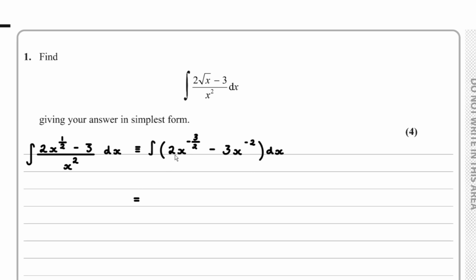If we integrate 2x to the negative 3 over 2, we end up with negative 4x to the negative 1/2, and if we integrate negative 3x to the negative 2, we end up with positive 3x to the negative 1, and then we add on a constant of integration c. Therefore the integral of 2 multiplied by root x subtract 3 over x squared with respect to x is equal to negative 4x to the negative 1/2 plus 3x to the negative 1 plus c.